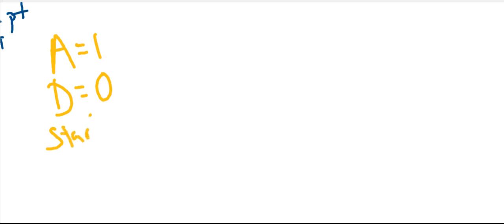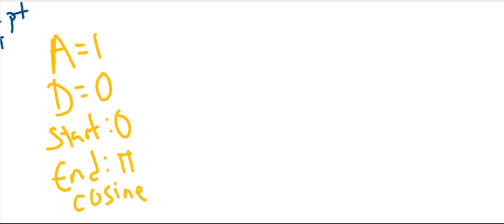So I'm just going to write everything we know so far. A equals 1. This one is at 0. We're going to start at 0, and we are going to end at pi. Usually we would have ended at 2 pi, and just for those of you, don't forget, we're talking about cosine. So let me go ahead and draw an xy axis and see what happens.